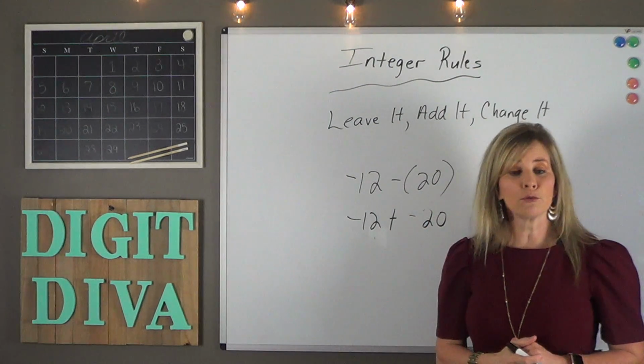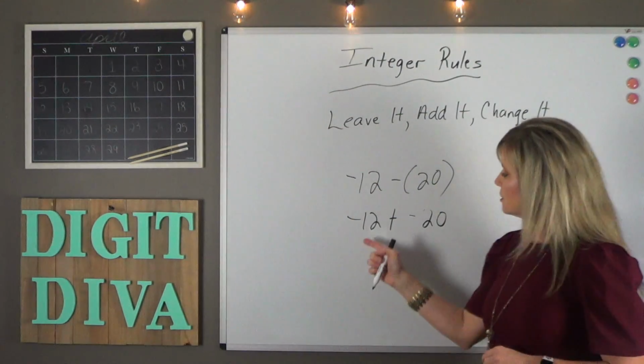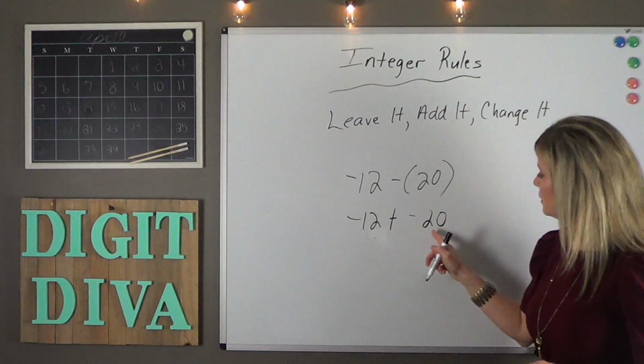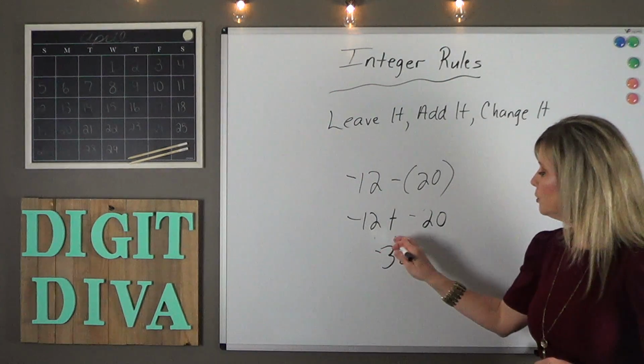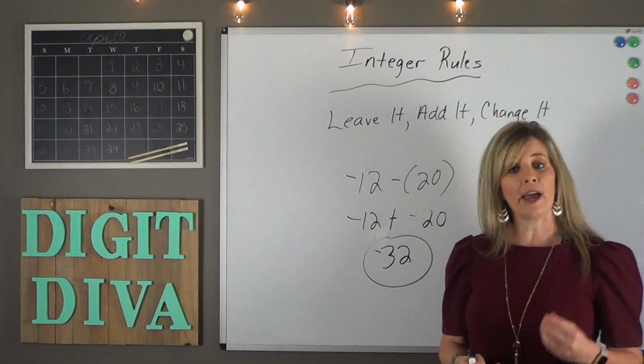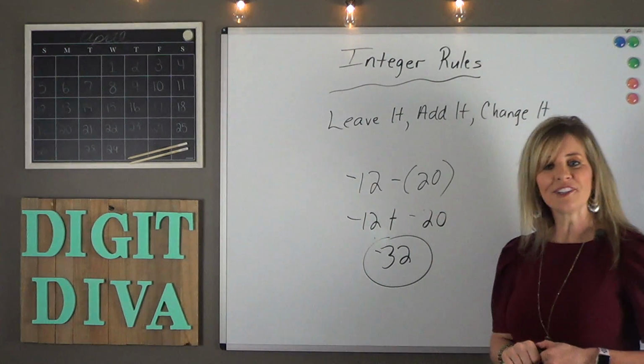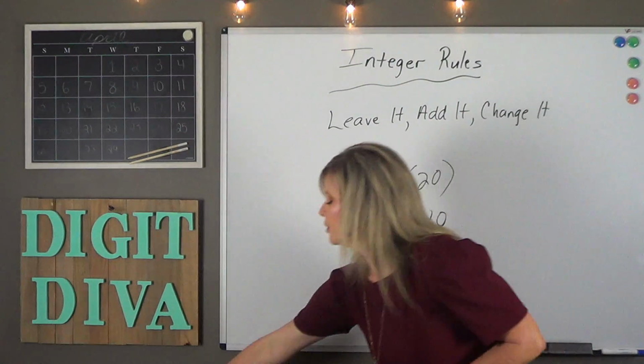Now I'm at the rule whenever your signs are the same. So when the signs are the same, you simply do the math, you add those numbers, 12 plus 20 is 32, and you would keep their sign. So now we have negative 32 for our answer. So hopefully you're catching on. Let's do one more.